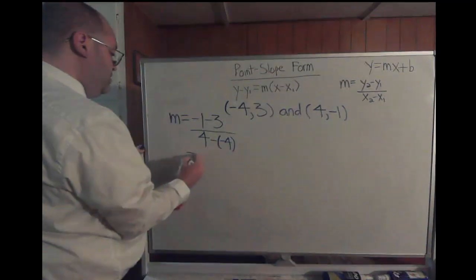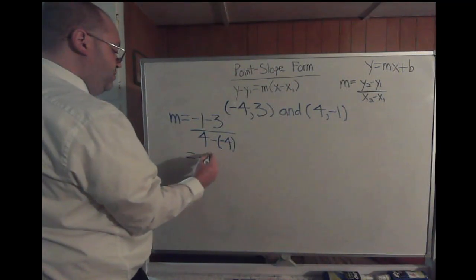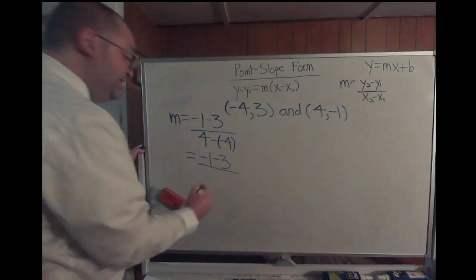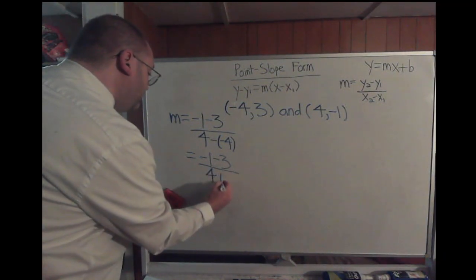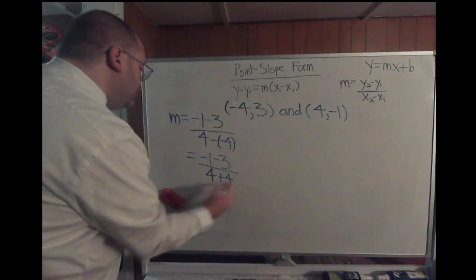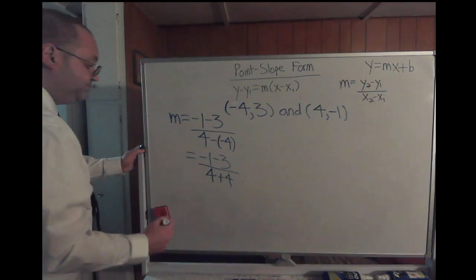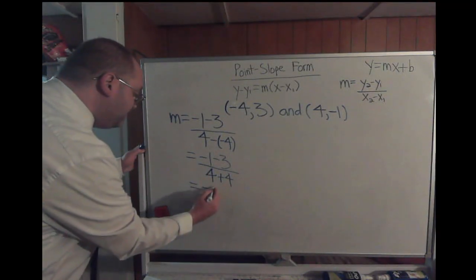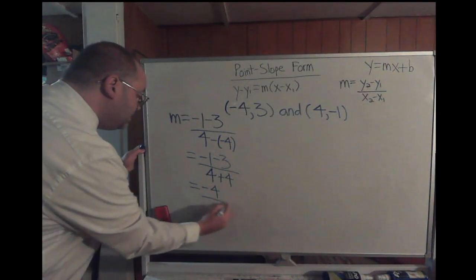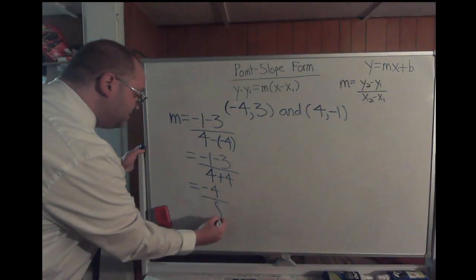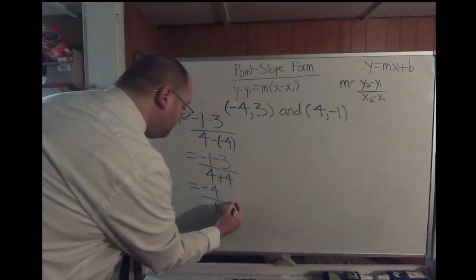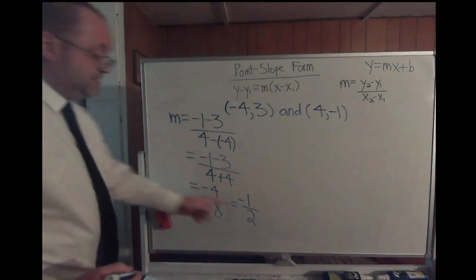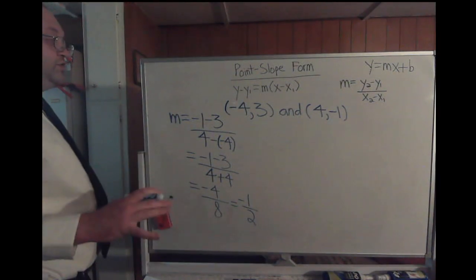Well, we can simplify this. We have negative 1 minus 3 in the numerator, but in the denominator we have 4 minus negative 4, which is the same as 4 plus 4, okay? Now, we can do the numerator and denominator. Negative 1 minus 3 is negative 4 in the numerator. The denominator, 4 plus 4, is 8. So I have negative 4 over 8, which will simplify down to negative 1/2. So my slope is negative 1/2. So I found the slope.